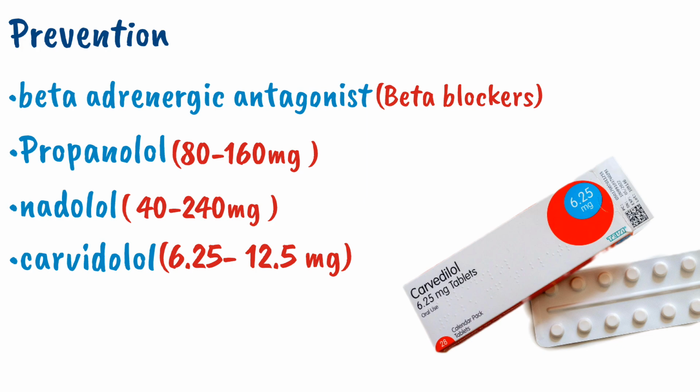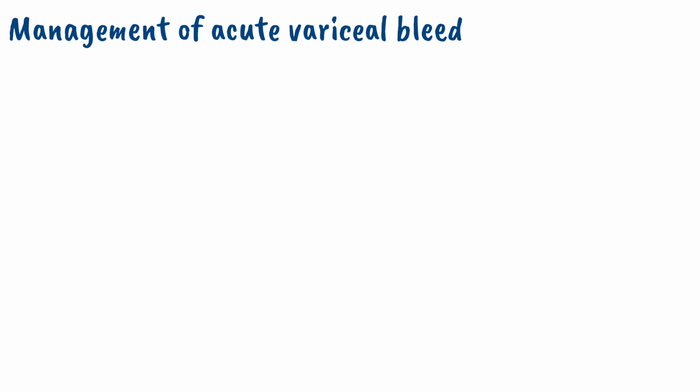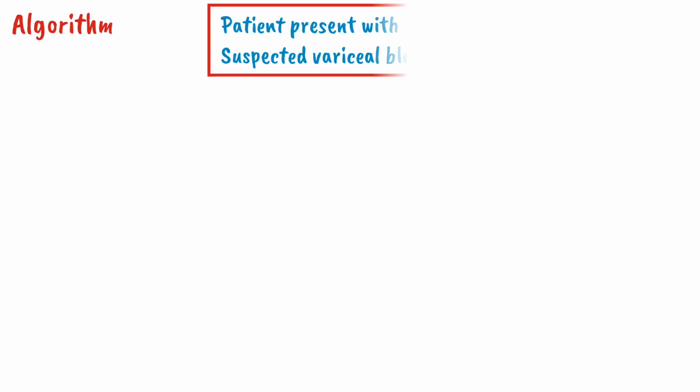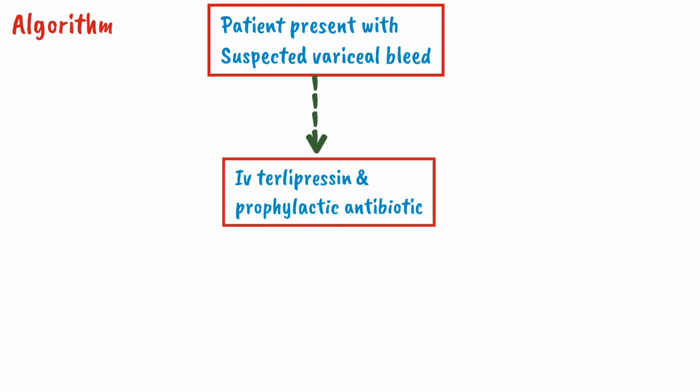But once the varices start bleeding, how will we manage the acute variceal bleed? To manage the acute variceal bleed, remember this algorithm. Whenever a patient presents with suspected variceal hemorrhage, the first step is to start IV terlipressin and antibiotic prophylactically.